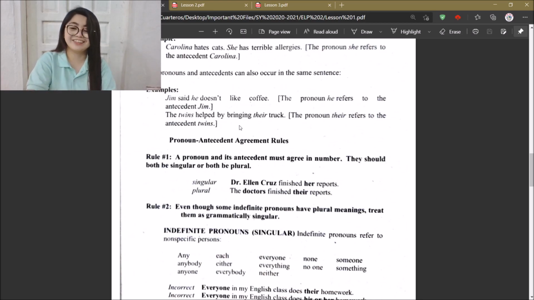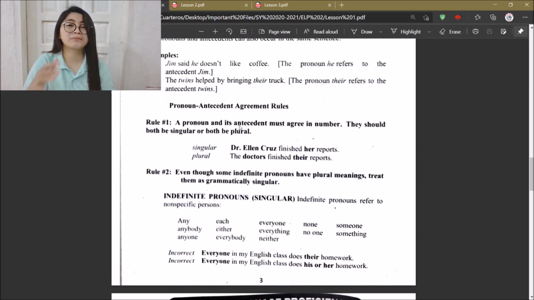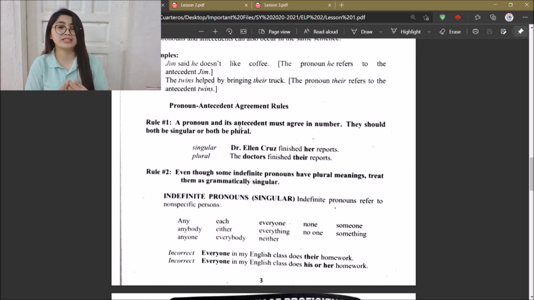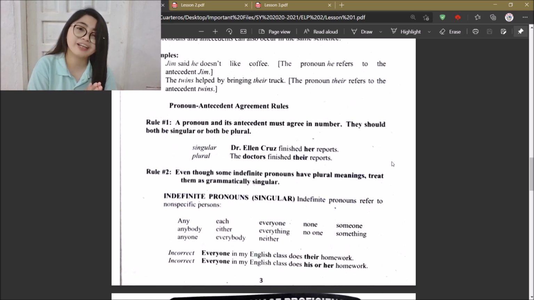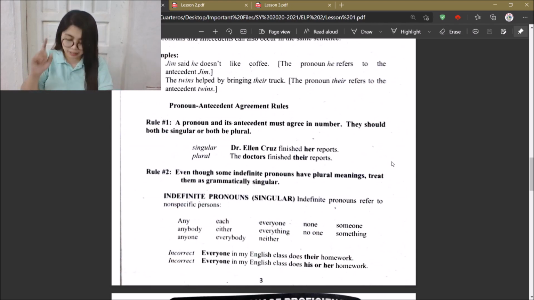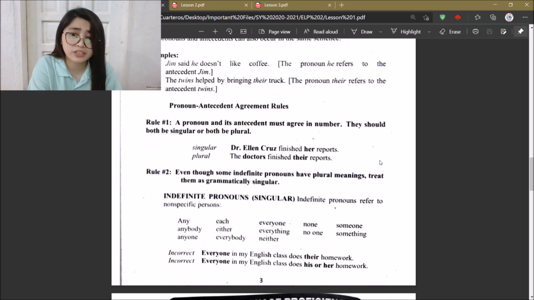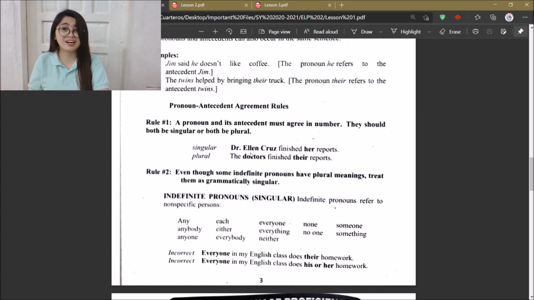Okay? So the first rule sa ating pronoun antecedent agreement rules ay a pronoun and its antecedent must agree in number. They should be both singular or both plural. Okay, so sa singular, Dr. Ellen Cruz finished blank reports. So Dr. Ellen is feminine, right? And ilan siya? Isa lang, singular. So we will use the pronoun her.